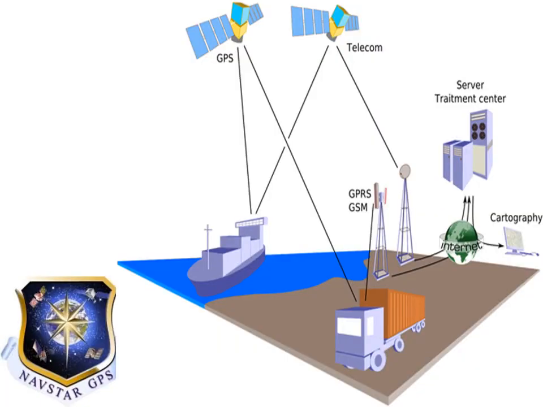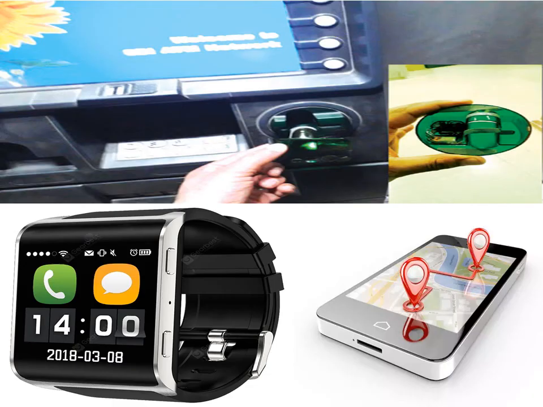GPS receivers now come in all shapes and sizes. Some are handheld, others are installed in ships, planes, trucks, and cars. Advantages of GPS. GPS technology has tremendous applications in everything. Example, mobile phones, ATMs, watches, bulldozers, etc.